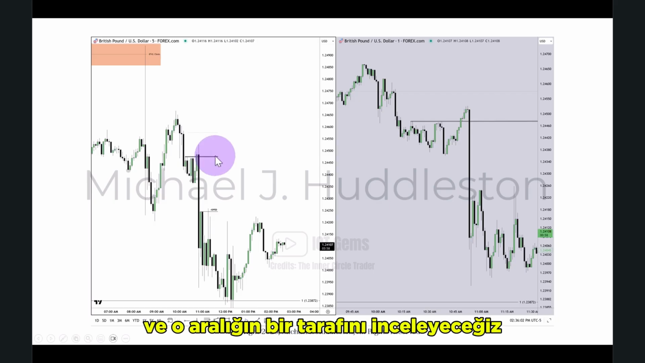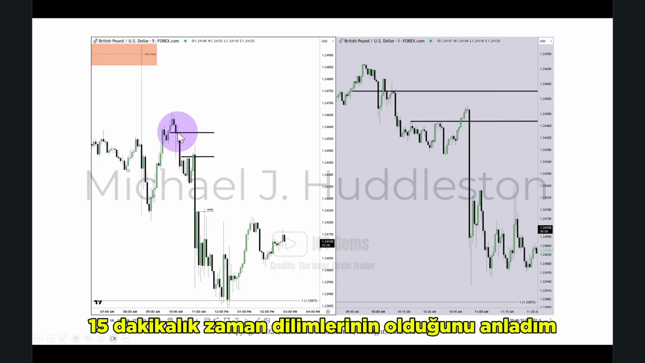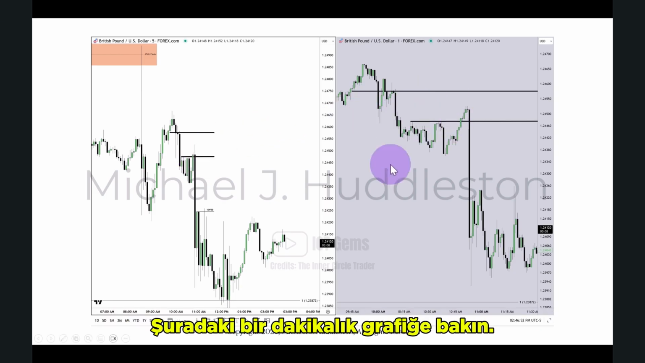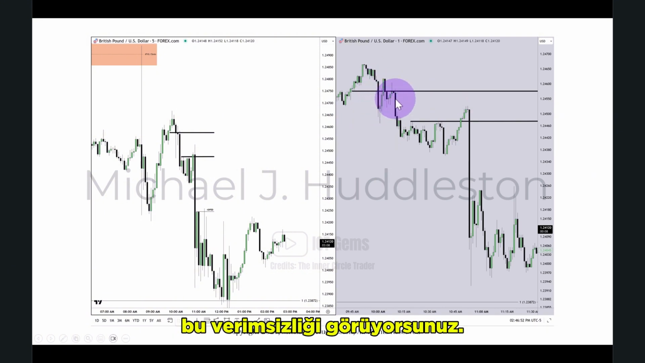Inside of that range, we're going to be studying with a lot more detail. With both of these levels now understood, that's the 15-minute time frame's high and low of its fair value gap, or SIBI, look over here on the 1-minute chart. So right away, you see this inefficiency, you see this inefficiency.